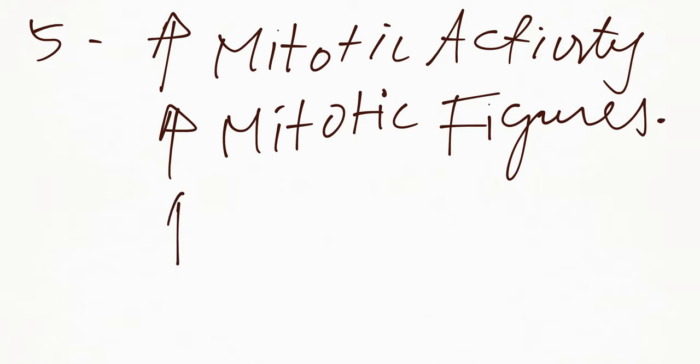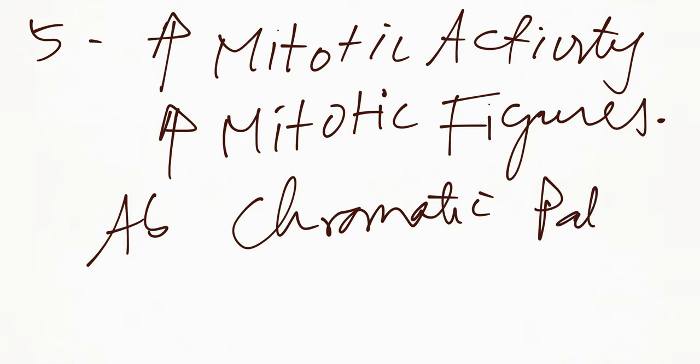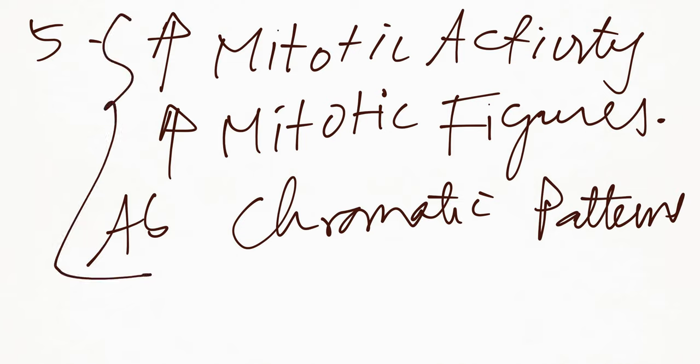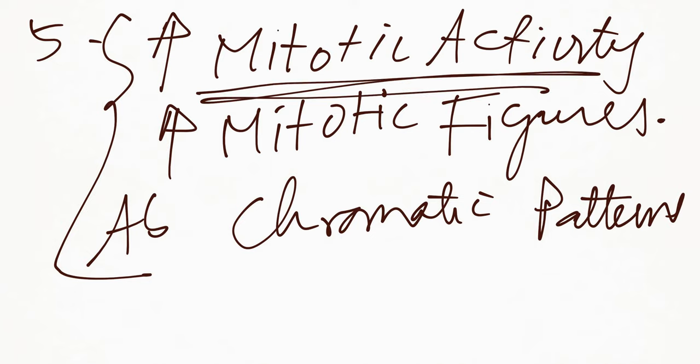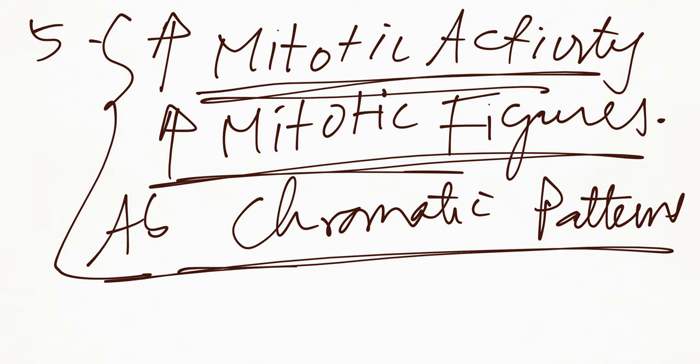And related to that also, there will be an abnormal chromatin pattern, okay. It is related to the nucleus and DNA, so let us mention it. Abnormal chromatin patterns, okay. So these are the things related to the genetic material. There will be increased mitotic activity. According to that, there will be increased mitotic figures, and there will be abnormal chromatin patterns. Chromatin is the genetic material, okay?